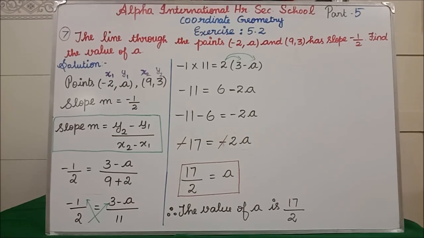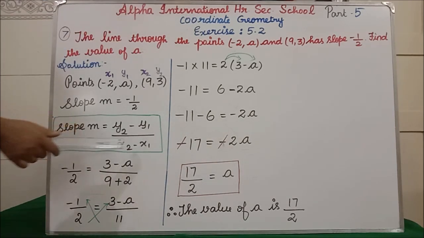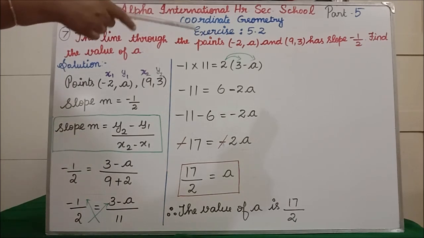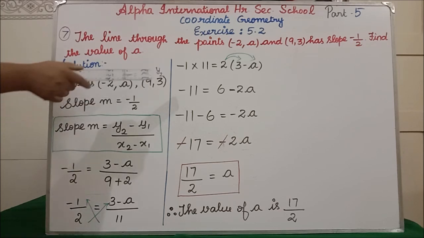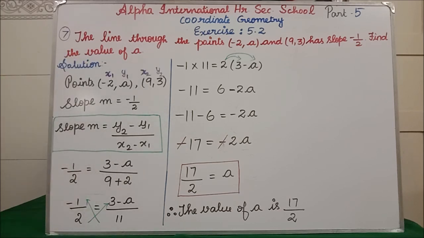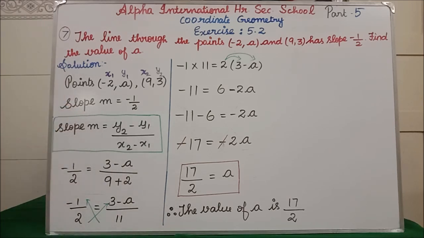Isn't it? So what is the two-point formula for slope? y2 minus y1 divided by x2 minus x1. And in the question they have given the slope as minus 1 by 2. Slope, in what letter are we denoting it? We are denoting it by m. Slope m is equal to minus 1 by 2. Since in the question we have two points, we are going to use the two-point formula. Slope m is equal to y2 minus y1 divided by x2 minus x1.